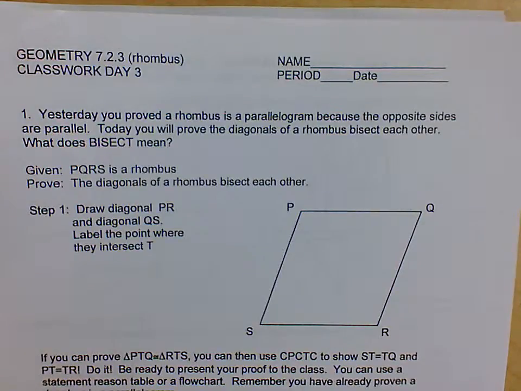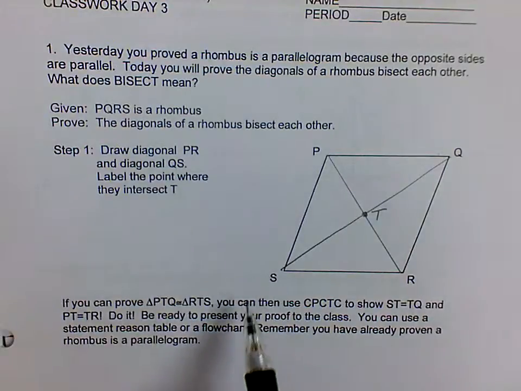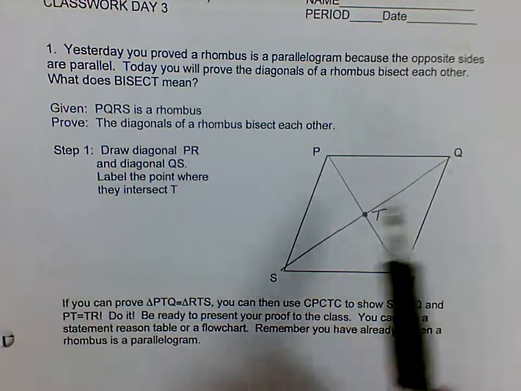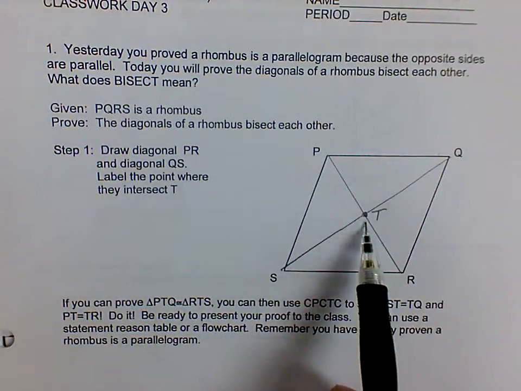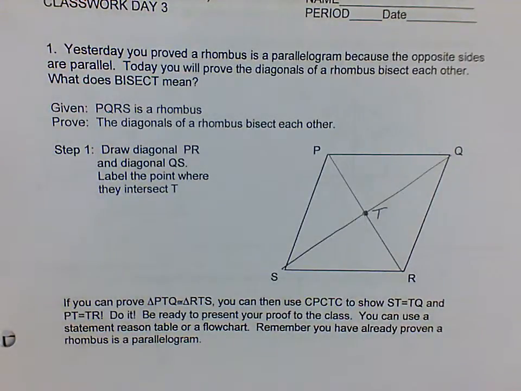So given PQRS is a rhombus, we want to prove that the diagonals of a rhombus bisect each other. So step 1, we have to draw the diagonal PR. I drew the diagonal PR, then I draw the diagonal QS, and then label the point where they intersect as point T. Make sure your picture matches mine.